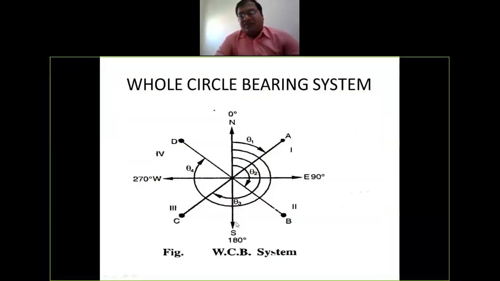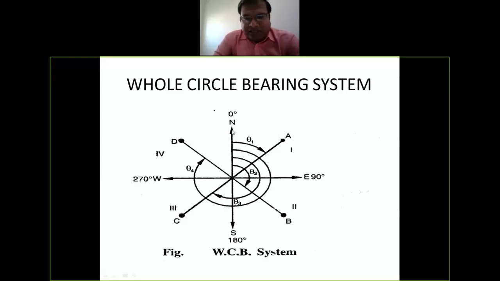So you can see here, this is the figure of the whole circle bearing system. As I told you earlier, you can see here, this is your OA line. This OA line is your survey line. This OB, what is your OB? It is your survey line. OC is your survey line. OD is your survey line. Okay, and your OA survey line makes the angle theta 1, you can see, with respect to north direction.